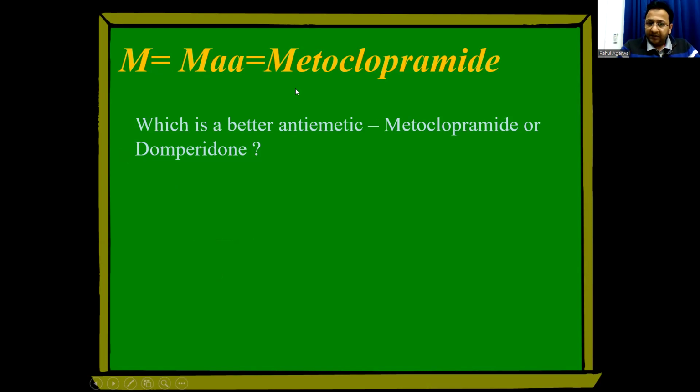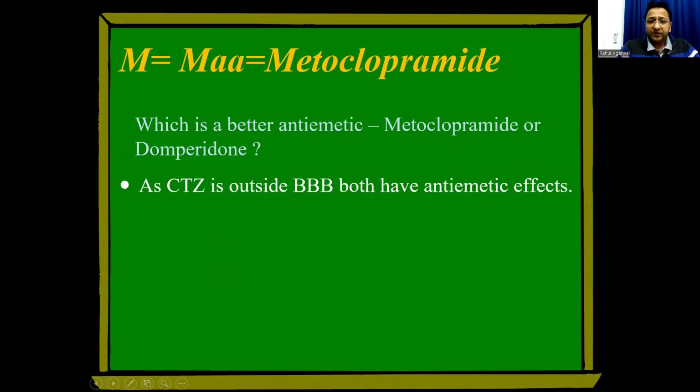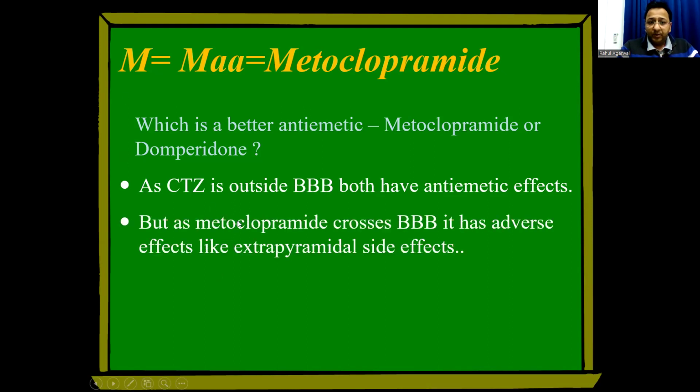Ma can go anywhere. Like that, metoclopramide can cross the blood-brain barrier also. After crossing the blood-brain barrier, it blocks the D2 receptor inside the brain also. So it will have adverse effects, like the extrapyramidal side effects I was talking about. One of the extrapyramidal side effects is Parkinsonian-like features. As the CTZ is outside the blood-brain barrier, both have antiemetic effects. As metoclopramide crosses the blood-brain barrier, it has adverse effects like extrapyramidal side effects. Okay, clear? M for metoclopramide, M for Ma. So metoclopramide can cross the blood-brain barrier also.